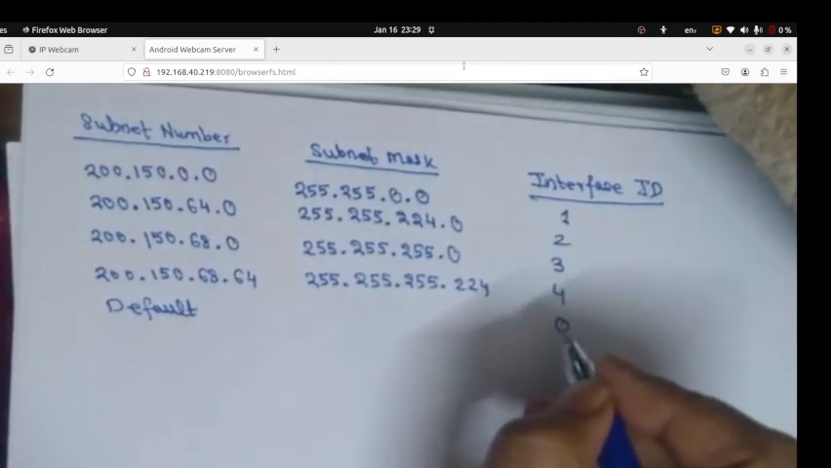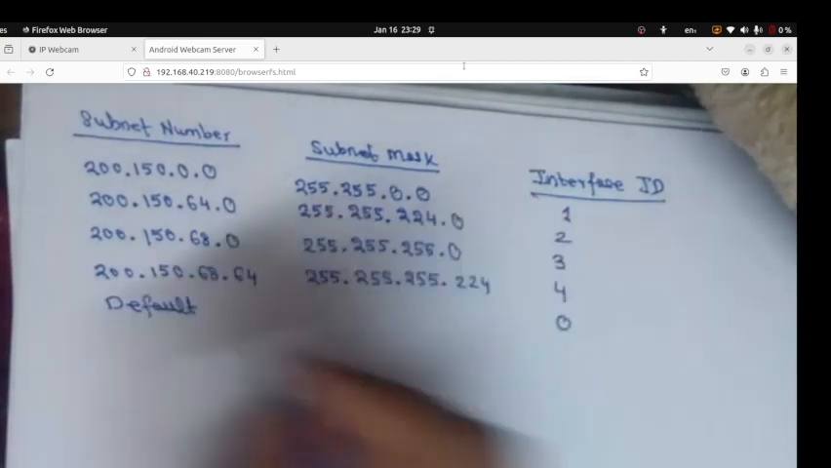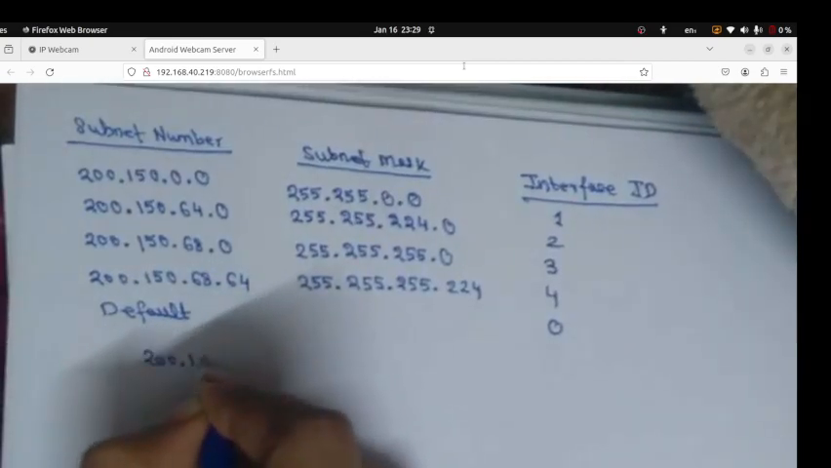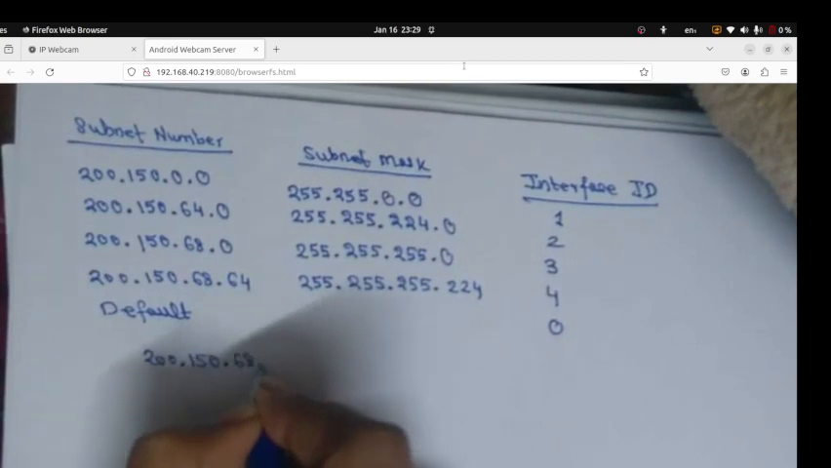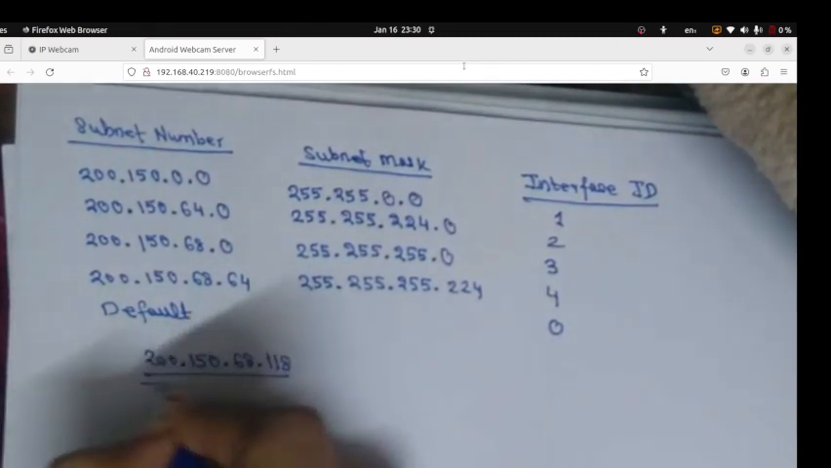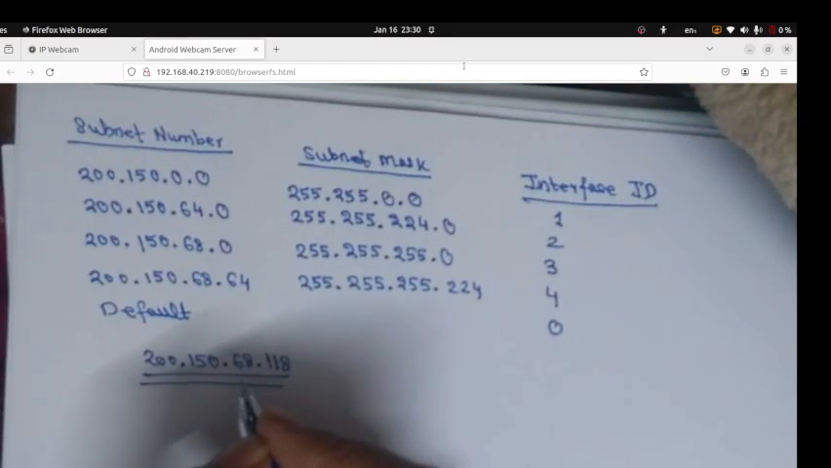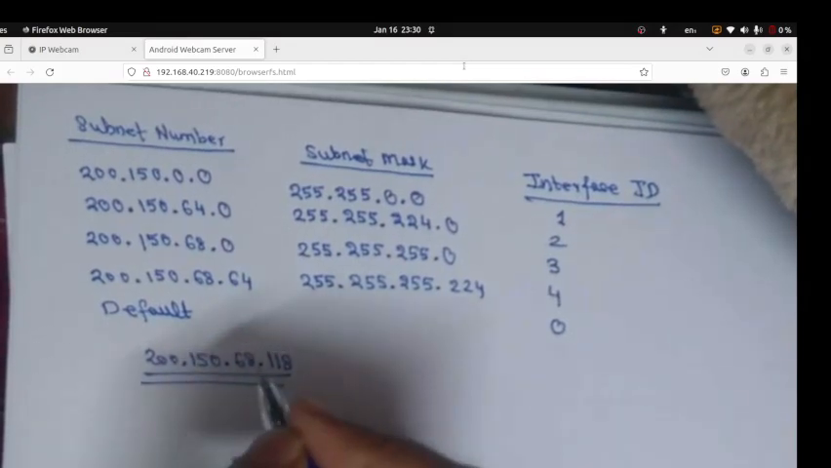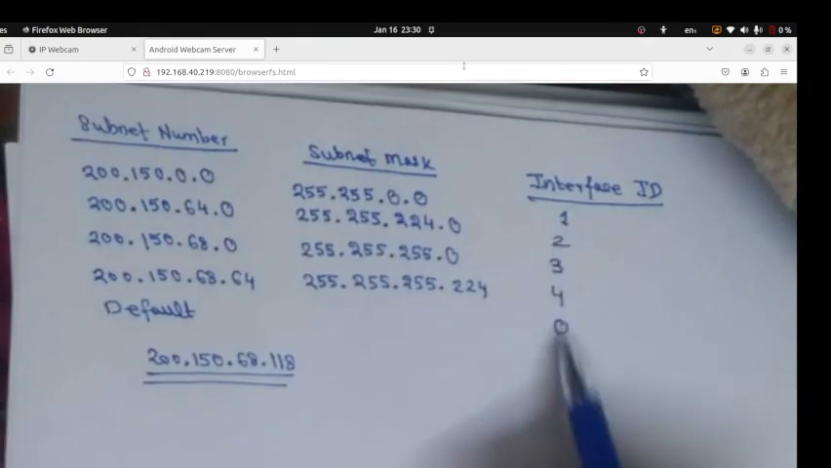Now the question is: a packet has come to this router which is addressed to the destination address 200.150.68.118. The packet will be forwarded to which interface ID? There are interface IDs 0, 1, 2, 3, 4. Which interface ID will this packet be forwarded to?